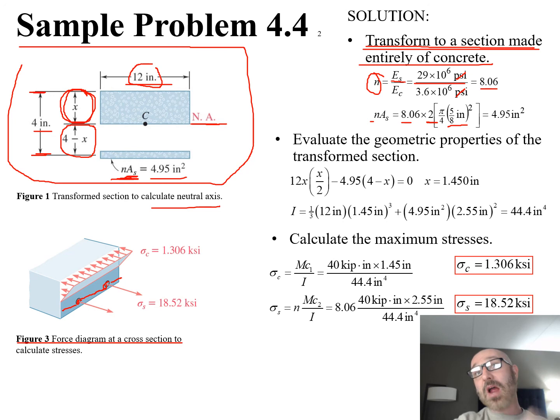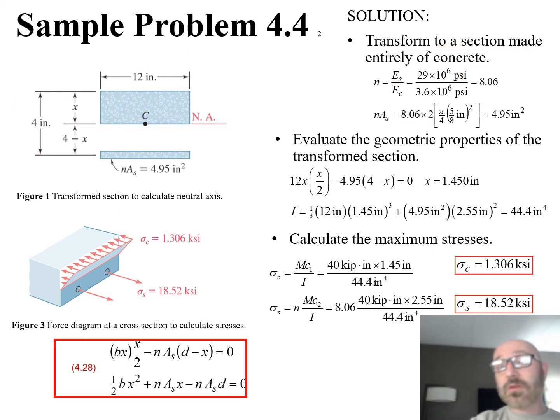So this is now pi over 4 times the diameter of a 5/8 inch times 2, because there's 2 of these guys down here, 1 and 2 right there for the steel rods going through it. We do out our math, our n times A sub s right there ends up being 4.95 inches squared. So that's where this value of 4.95 squared comes from as we plug this into our transformed section in order to calculate that neutral axis.